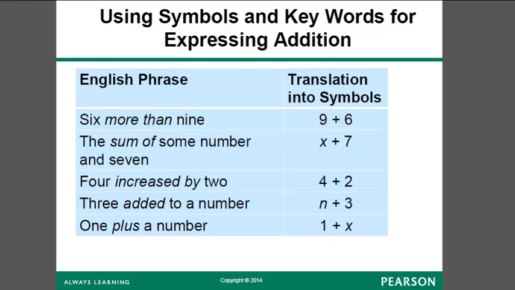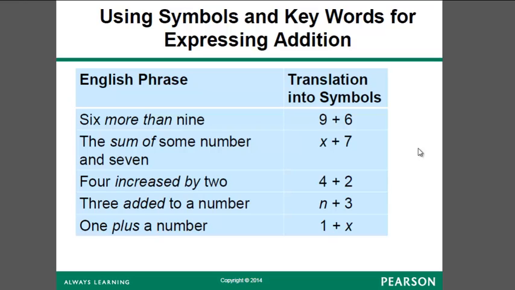Because if you notice, in the English phrase, 6 comes before 9. But in the translation into symbols, 9 is ahead of 6. This is because of the word than. 6 more than 9 becomes 9 plus 6, because we're adding 6, increasing that 9 by 6.